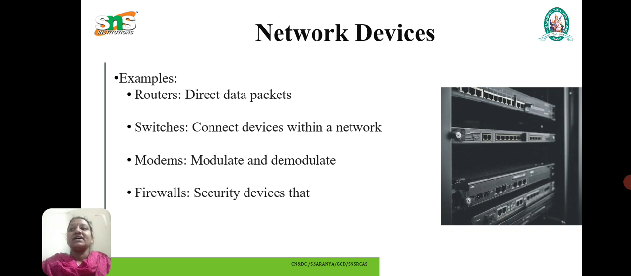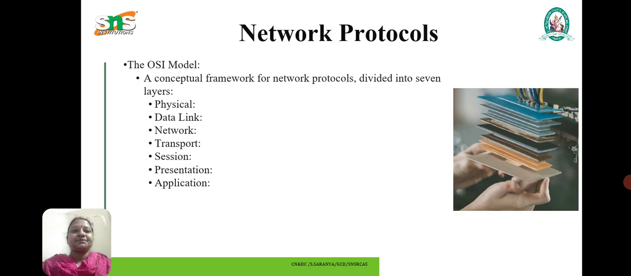Third one is modem. Modems act as a translator between digital data used by computers and the analog signals used by cable or phone lines. There are different types of modems, such as cable and fiber optic, depending on the internet connection type. The last one is firewall. It is a security aspect. We are using firewalls to monitor and filter incoming and outgoing network traffic.